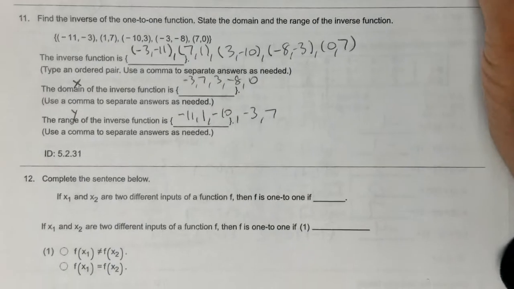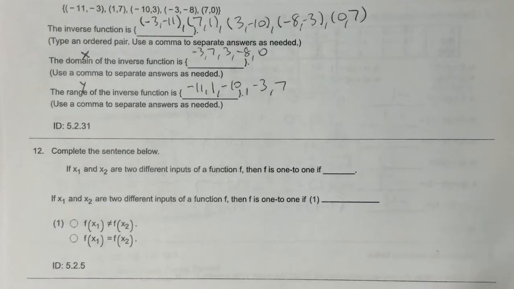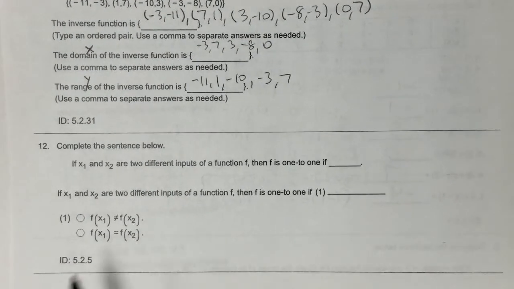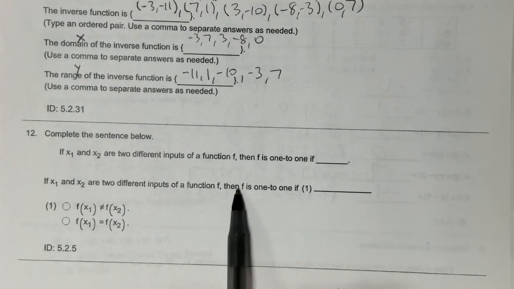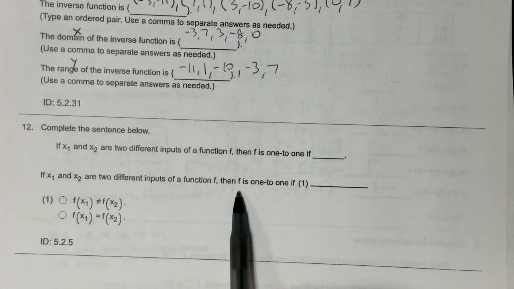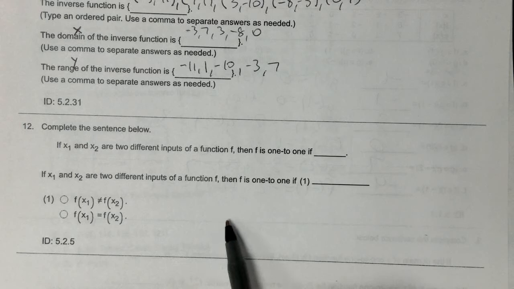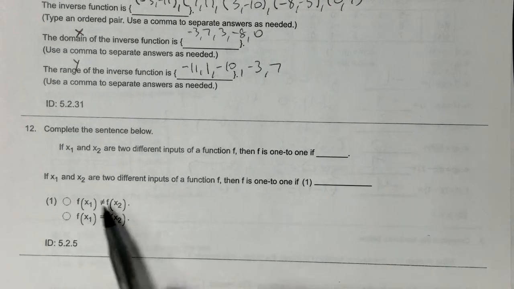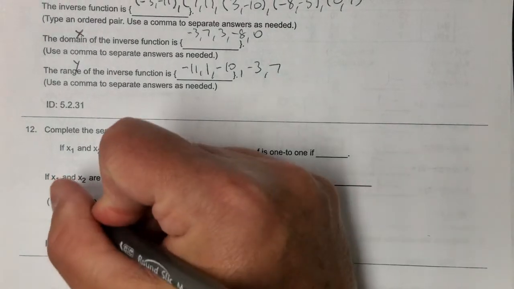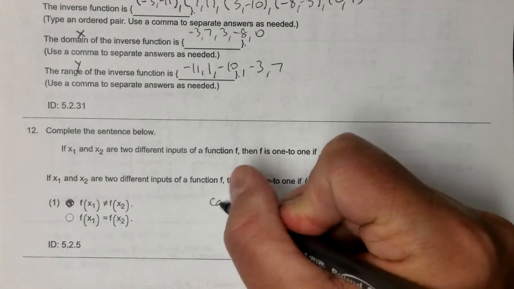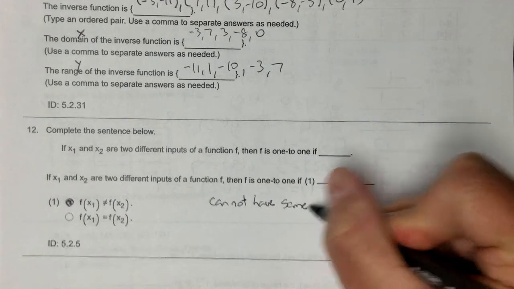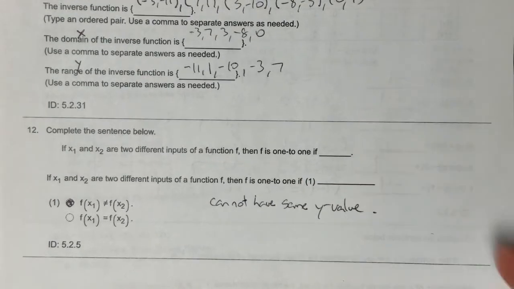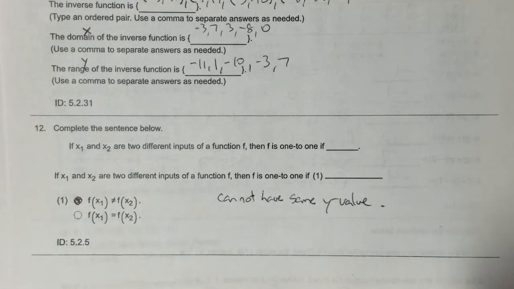Okay, number 11 was done. Number 12. If x1 and x2 are 2 different inputs, then for 1-to-1, is A is not equal to. Yeah, they can't be the same. Right. Cannot have the same y value. So that's why it's a not equal.